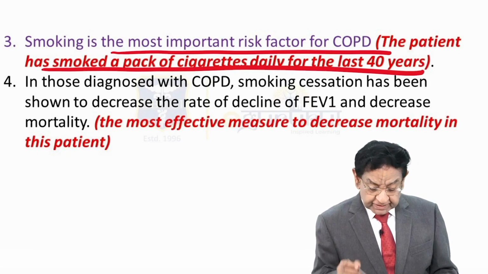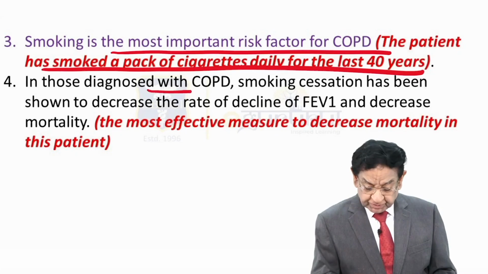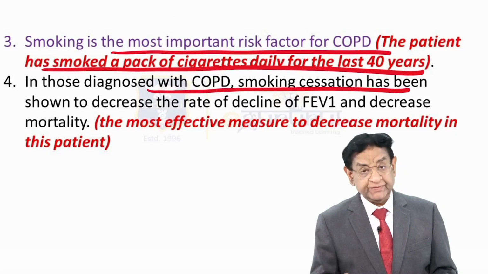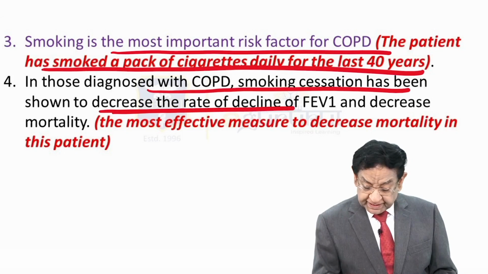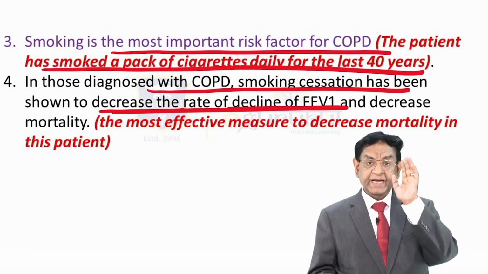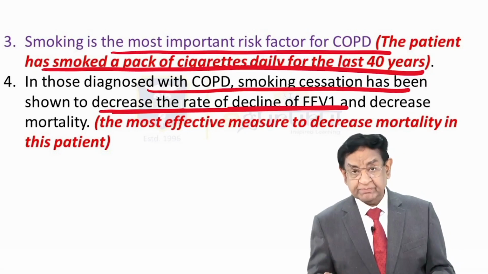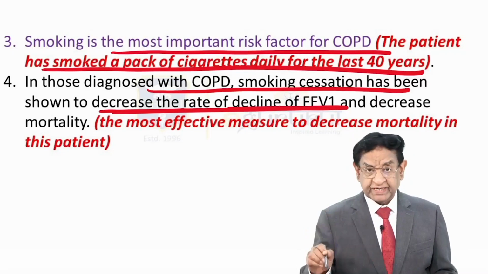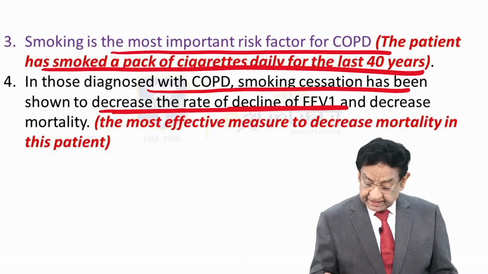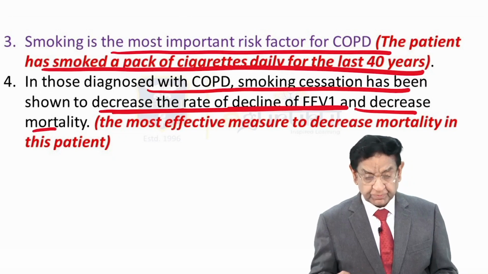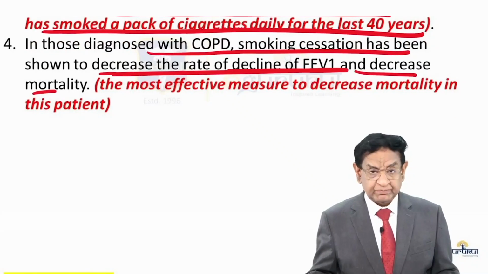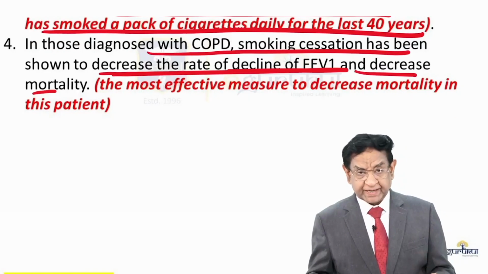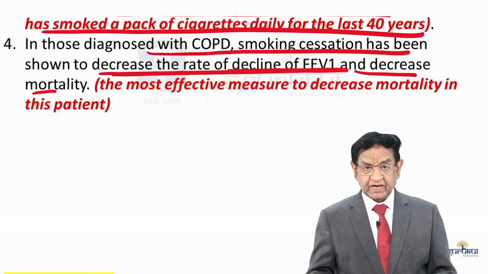Now, suppose there is a patient with COPD, and he stops smoking. It is shown to decrease the rate of decline in FEV1. At least it will put a brake on the further decline of FEV1, and decrease mortality also. It's just like a car moving very fast and you apply a brake. Definitely the car will slow down.